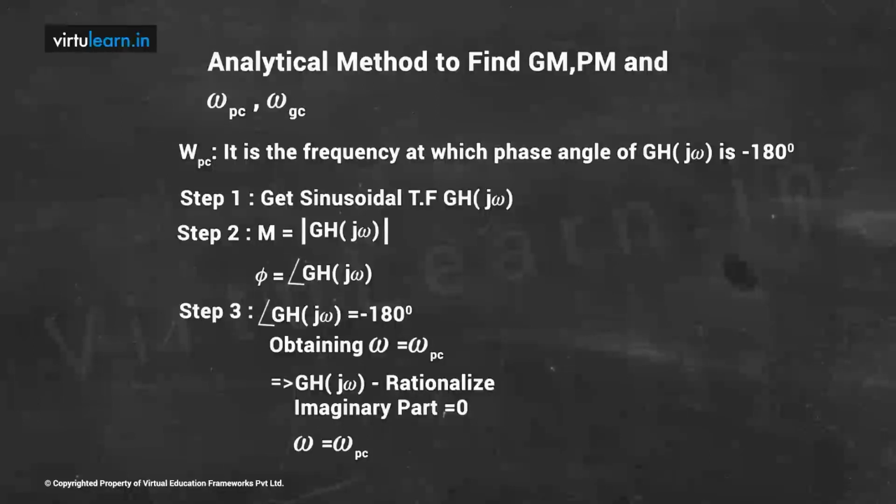Next is gain crossover frequency. So what is gain crossover frequency? It is the frequency at which the magnitude of GH of j omega is 1. In the magnitude plot we have seen that omega GC is the frequency at which the magnitude plot crosses 0 dB. In terms of dB it is 0 dB, but in absolute value it is going to be 1. So as per the definition, omega GC is the frequency at which the magnitude of GH of j omega is unity, equal to 1.